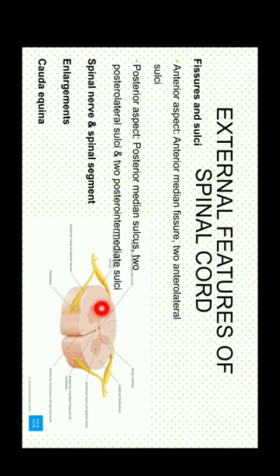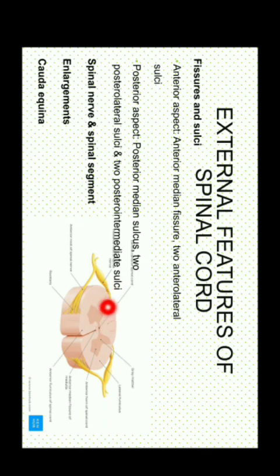So how did I name this anterolateral? What is the demarcation for it? It's obviously the spinal nerve. This is the anterior root of the spinal nerve, and this one is the posterior root of the spinal nerve. Where they jut out from are the anterolateral sulcus and posterolateral sulcus.